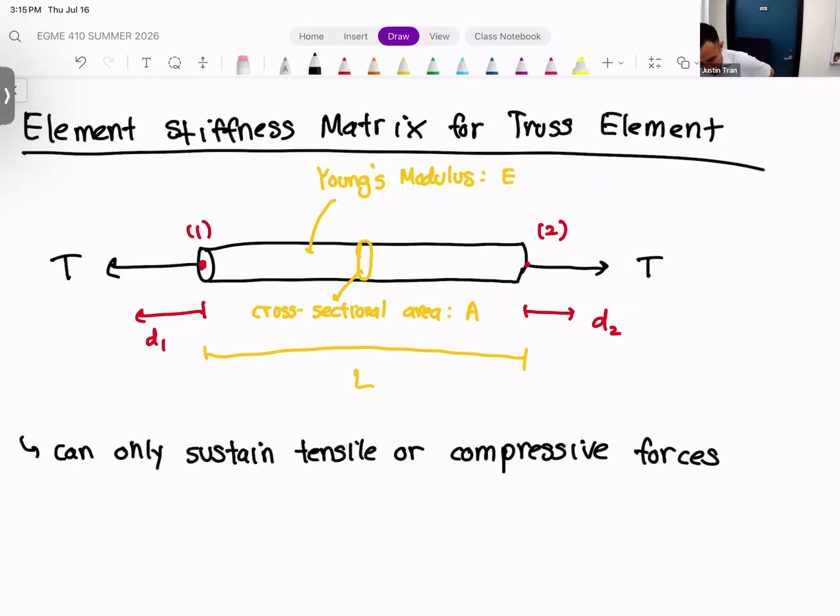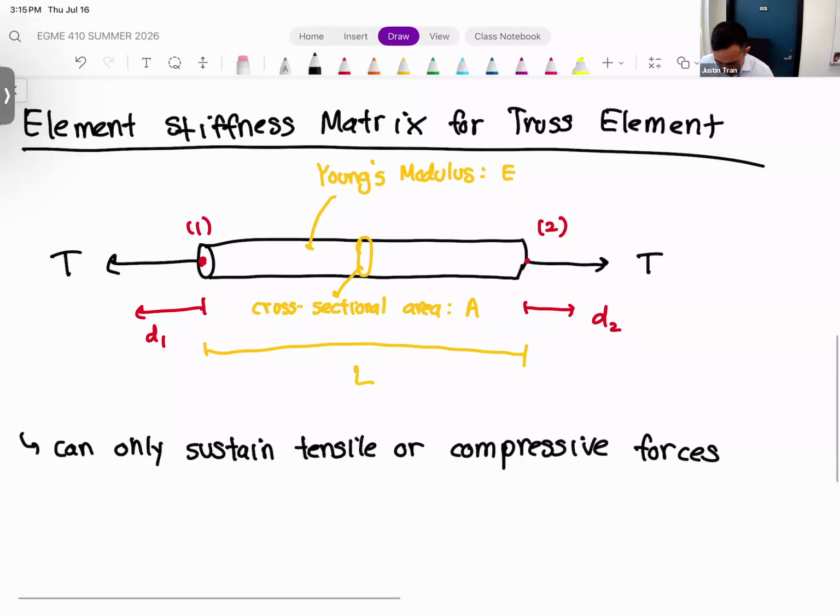Any questions on just the setup for the derivation here, about these properties or how we've labeled anything? Okay, let's continue. For a truss bar like this, we know that the truss bar is governed by its Young's modulus. That basically tells us that this truss bar is going to follow the rules of linear elasticity.